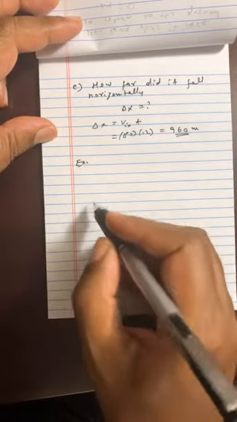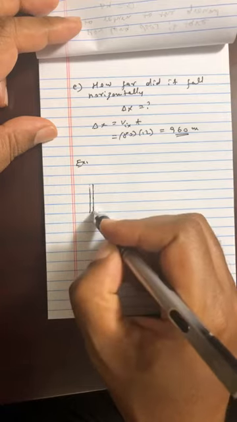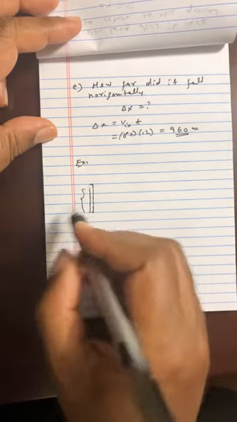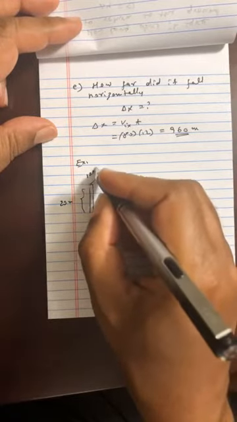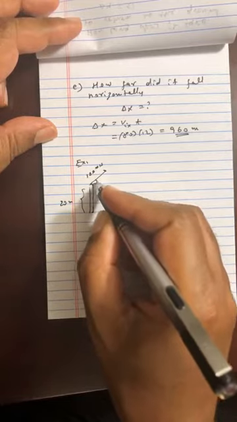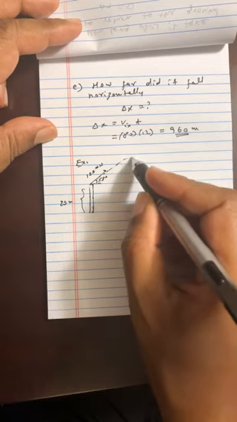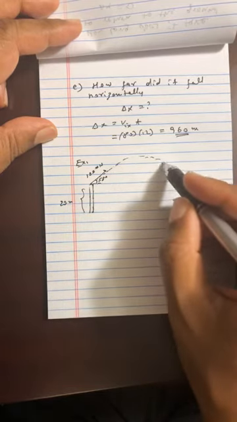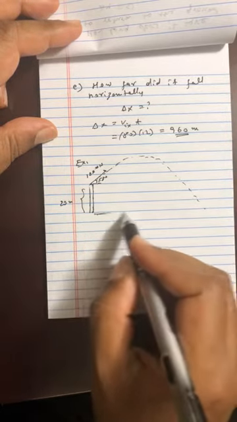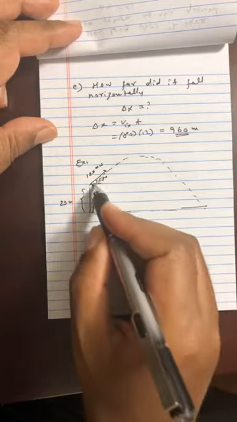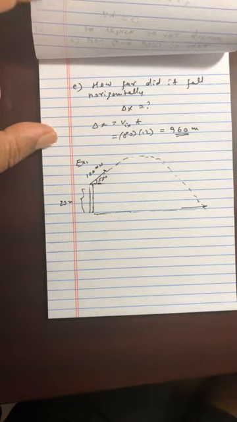Another example. Let's say this time it's fired from, let's say, maybe a 20-meter building, and it's fired with, again, 100 meters per second. Let's say this angle is 53 degrees. So what's going to happen is it will go up and then it will come down like this. That's what's going to happen.